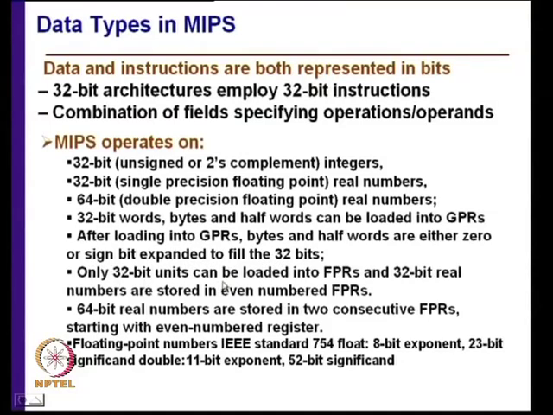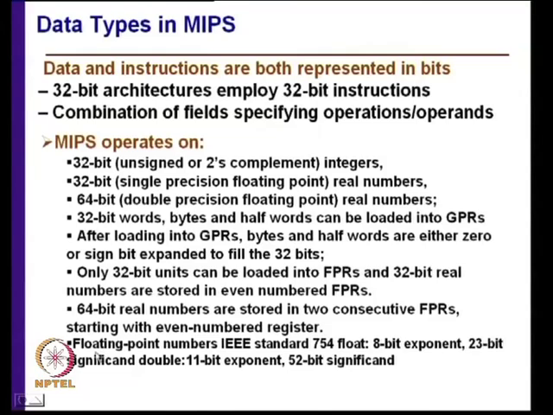Now, only 32 bit units can be loaded into floating point registers, and 32 bit real numbers are stored in even numbered floating point registers, and 64 bit real numbers are stored in 2 consecutive floating point registers. So, we have seen it supports not only 32 bit single precision floating point real number, but also 64 bit double precision floating point real number, and that is the reason why you will require either a single register or two registers, depending on whether it is single precision or double precision.